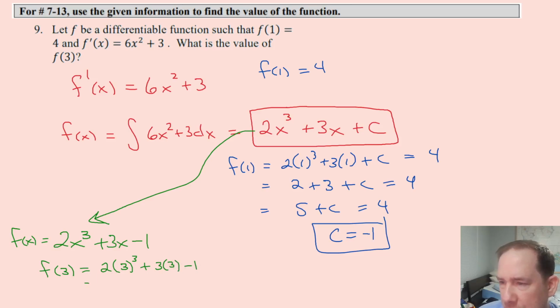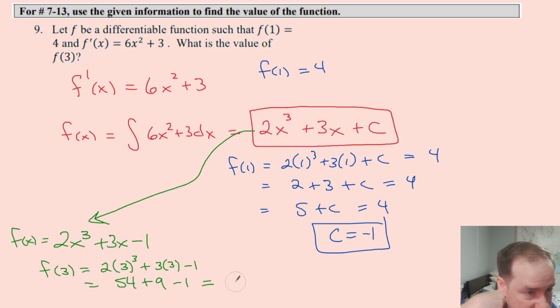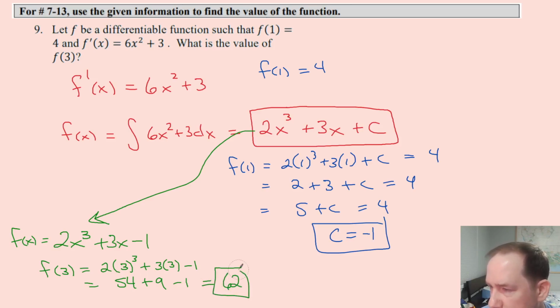minus 1. That's 27 doubled, which is 54. That's a 9. Minus 1. That is 63 minus 1. I think where I come from, we call that the number 62. So final answer should be 62. Don't believe me? We can double check. We can double check, can't we? 62. Okay.